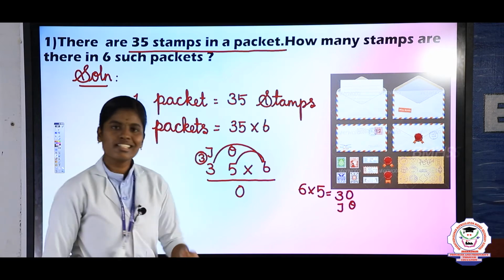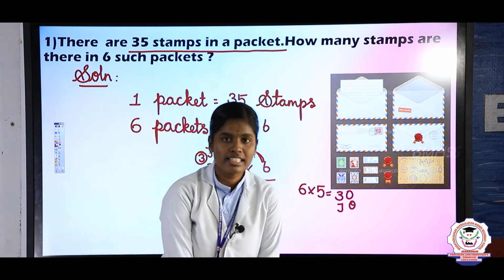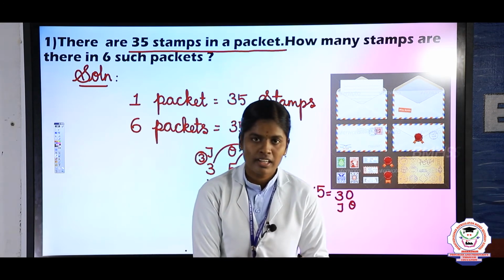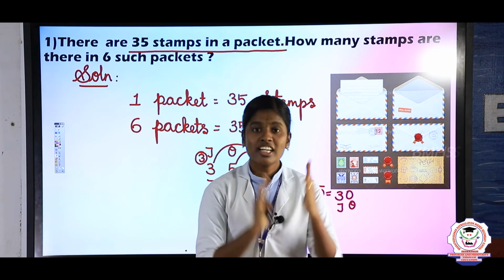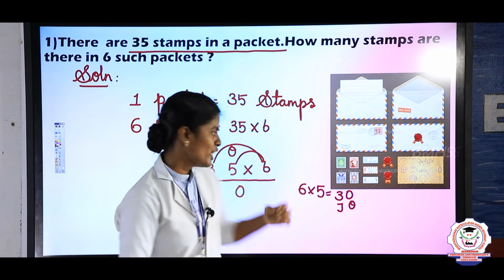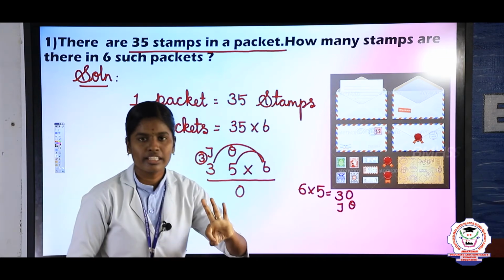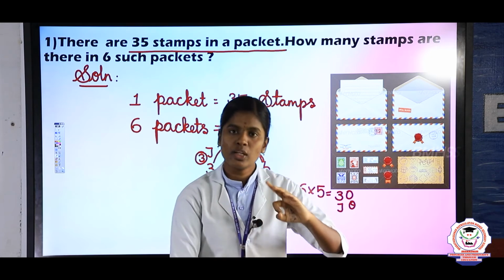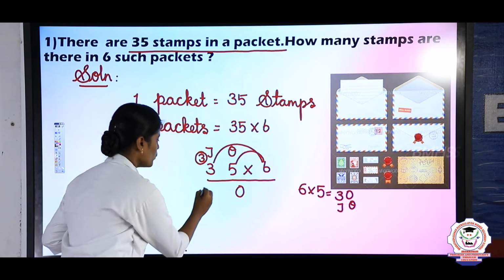Next we will take 6 3's are. Now tell me Deepak, what is the answer? 6 3's are? Very good my dear. 6 3's are 18. Keep 18 in the mind, 3 in the finger. So after 18 comes 19, 20, 21. So the answer is 210.